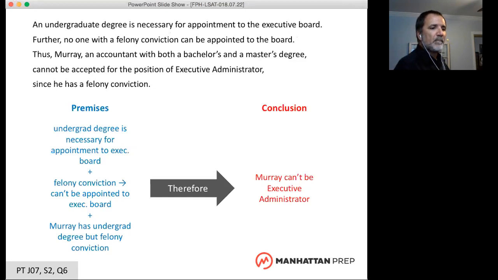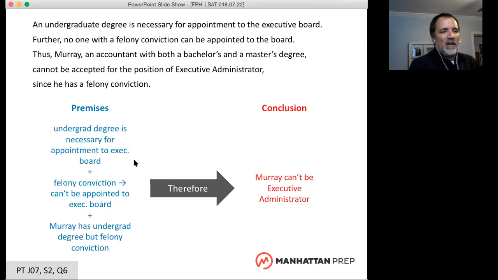Great. Murray who? What Murray are we talking about here? I don't know, I don't care. He has an undergraduate degree, but he also has a felony conviction. Notice I left out the master's degree. I'm leaving out a little piece here because my other premise says an undergrad degree is necessary. And if you're not from the US, maybe they don't use those exact same terms where you are, but we certainly know that Murray has a couple of degrees here, right?